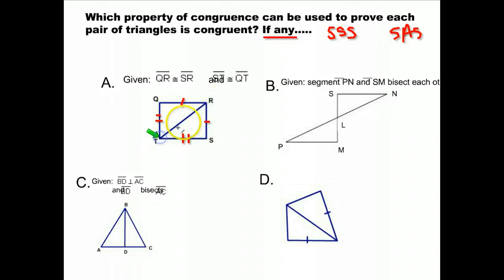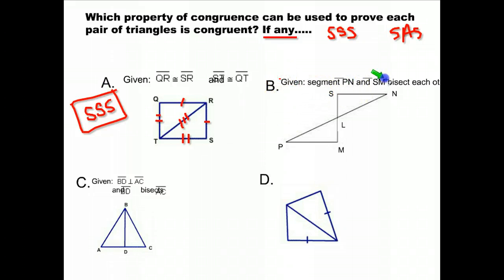Notice here, one thing that you're allowed to assume is if there is a side shared between a pair of triangles, it's going to be congruent to itself. That's by the reflexive property. So what do we end up with? Well, notice I have 1, 2, 3 sides of this triangle congruent to 1, 2, 3 sides of this triangle. So yes, I can conclude that these two triangles are congruent by SSS, the side, side, side. Let's look at the next one.